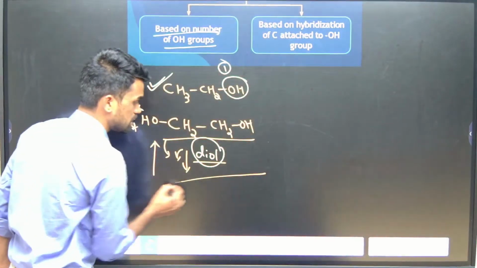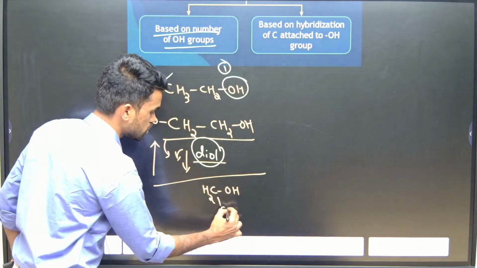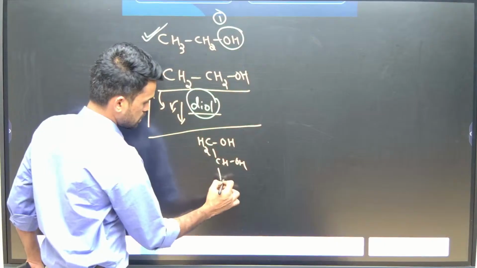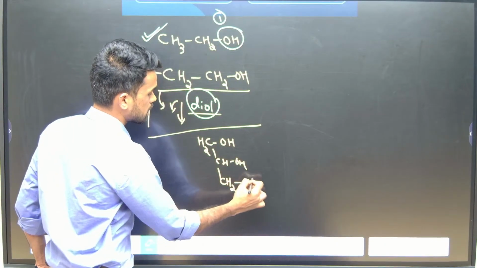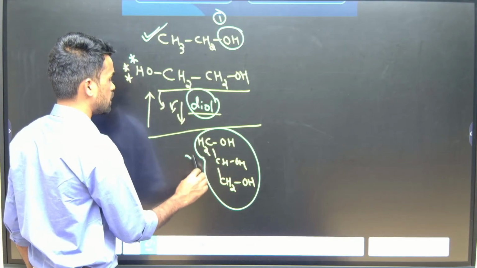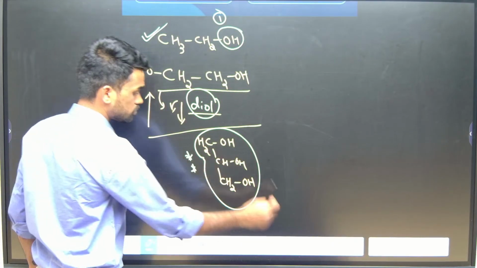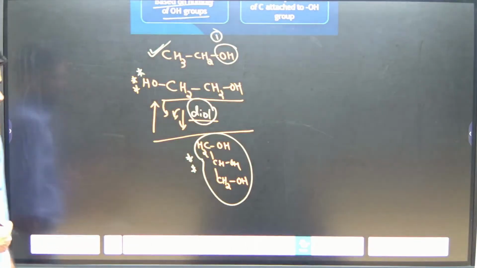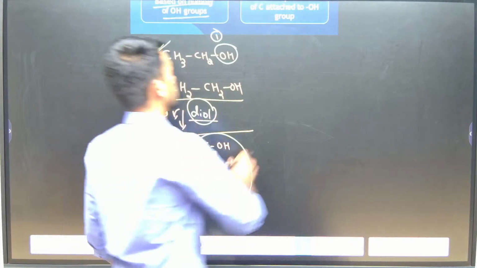The next one is triol. So what is this triol? We have CH2OH, CHOH, and the next CH2OH. This is glycerol. Glycerol has very good applications in cosmetic chemistry also. Okay, that's it.